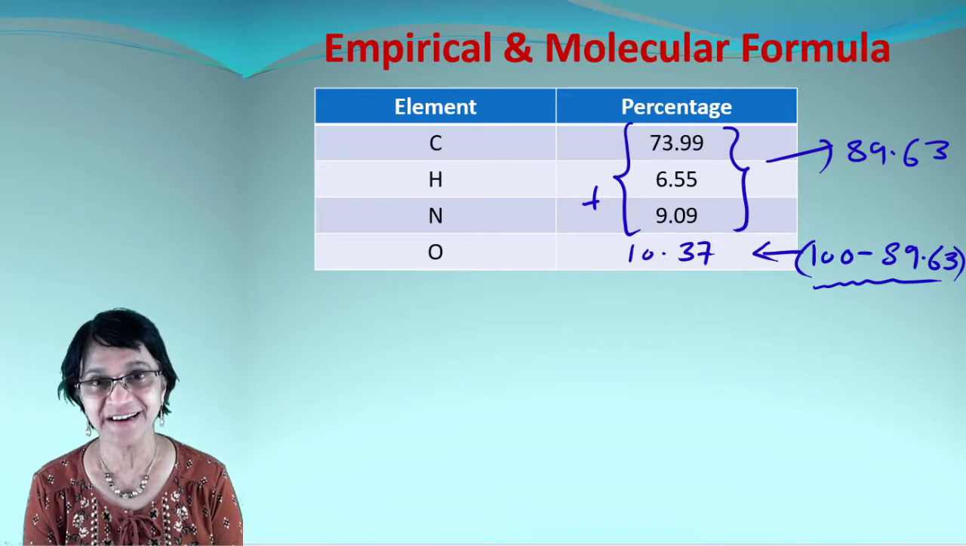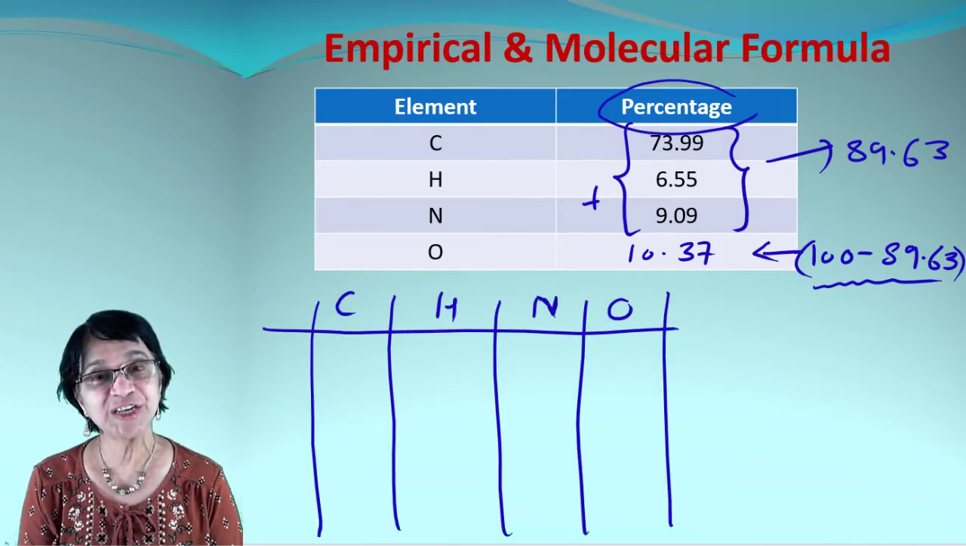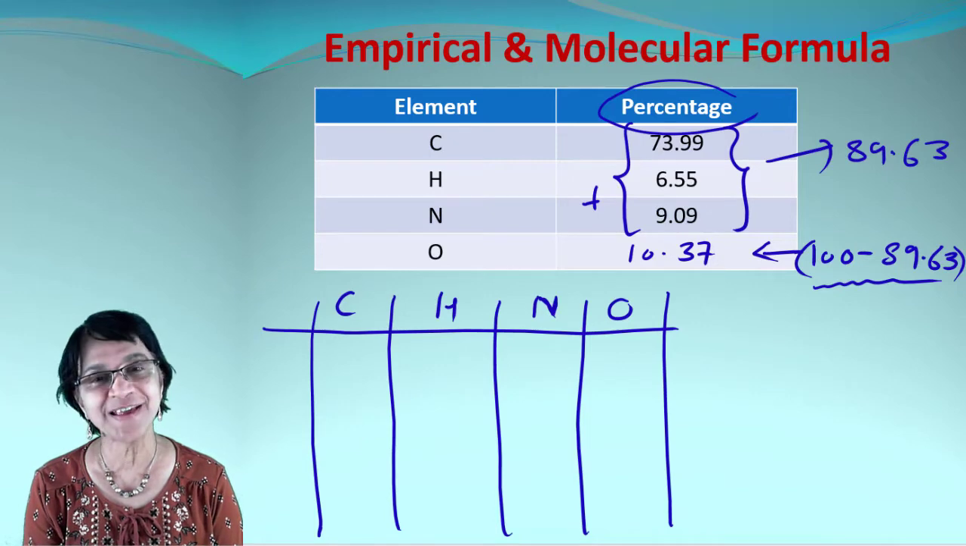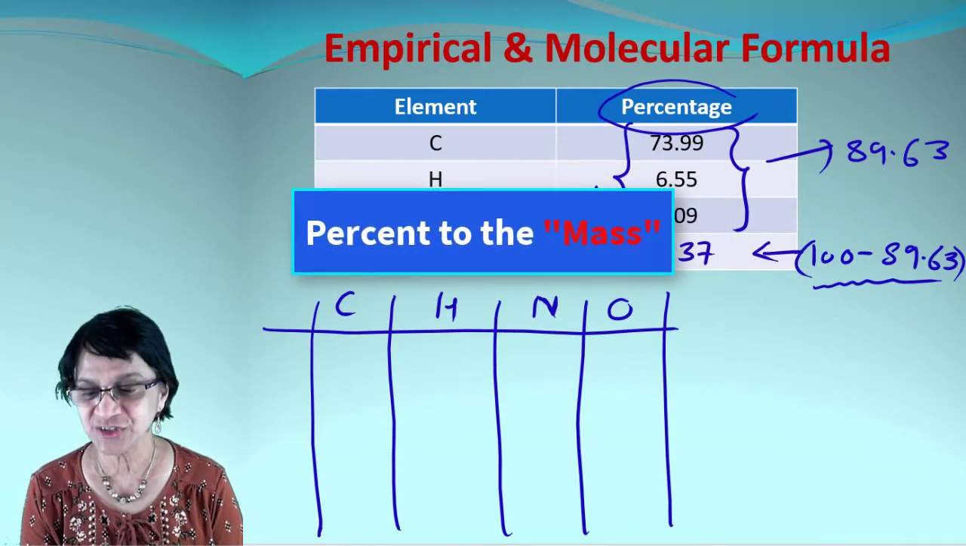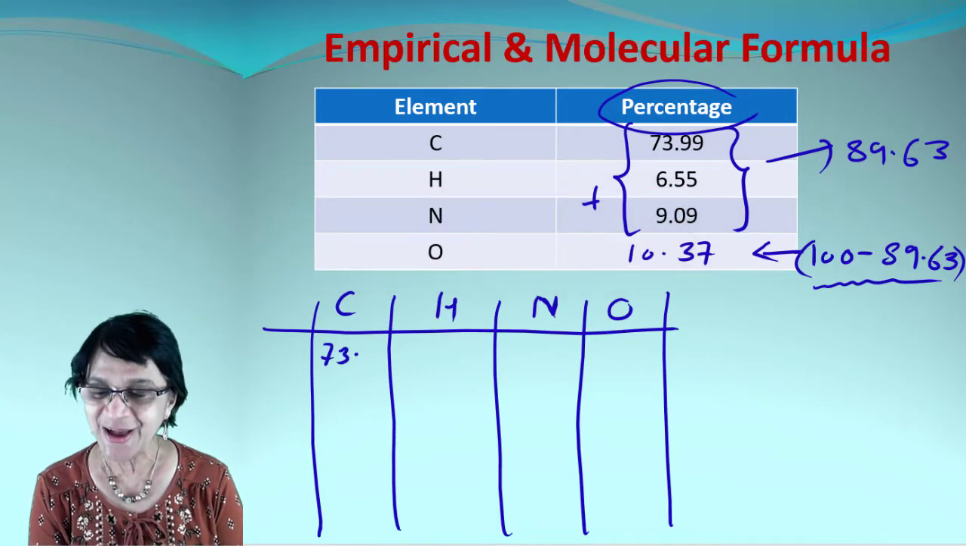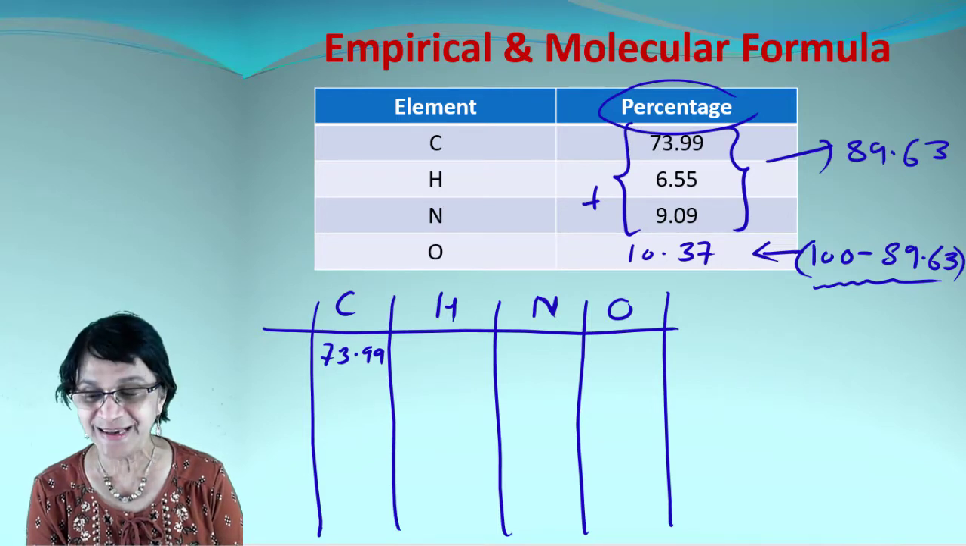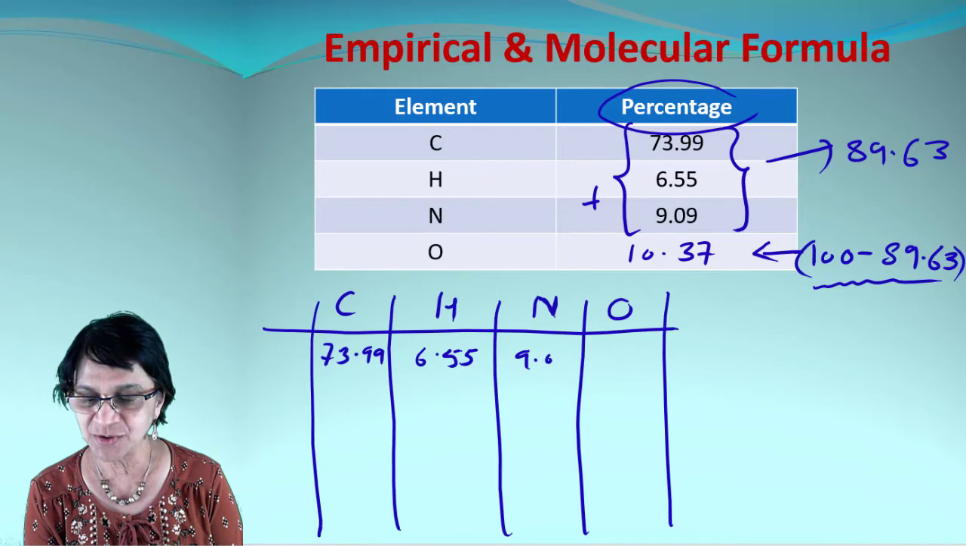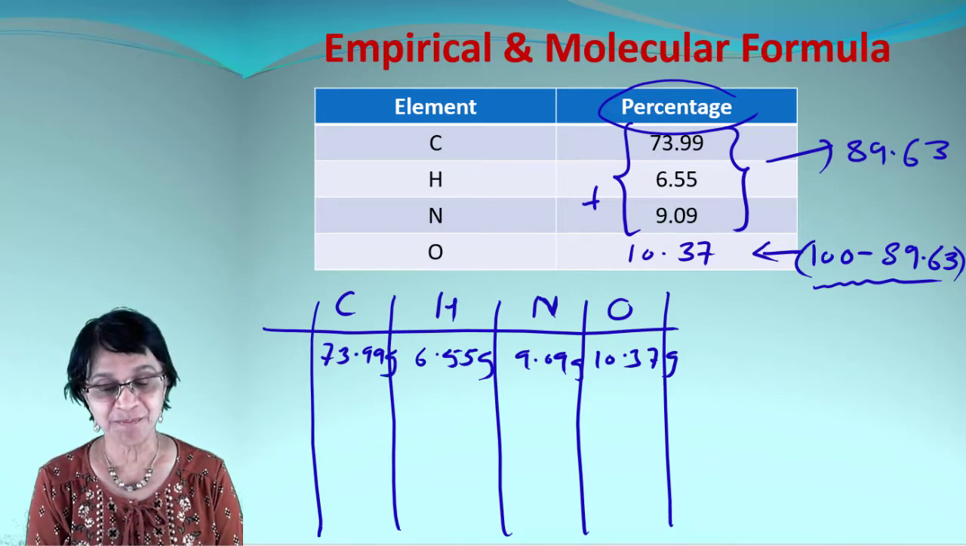The next step is the calculation for empirical formula and we're going to use that song. Are we ready? Let's proceed. So that's going to be our solution. The first step is percent to the mass. If we have 100 grams of the substance, this will be exactly 73.99 grams of carbon and 6.55 grams of hydrogen. So all these will go into grams. So we have taken care of mass.